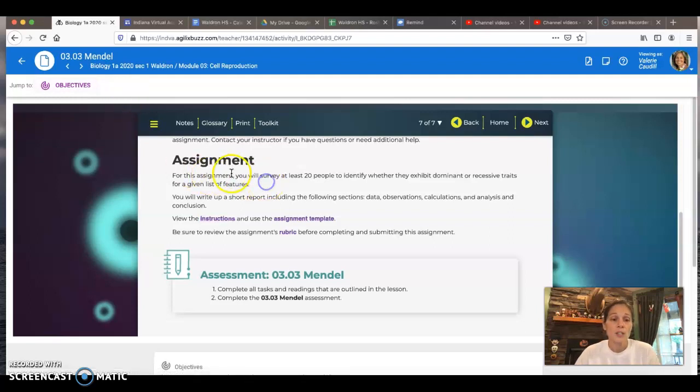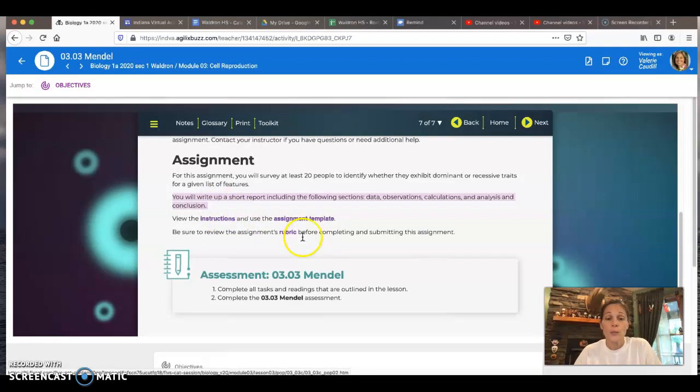On this assignment, you are going to survey at least 20 people to identify whether they exhibit dominant or recessive traits for a list of given features. You will write up a short report including the following sections: data, observations, calculations, and analysis and conclusion.